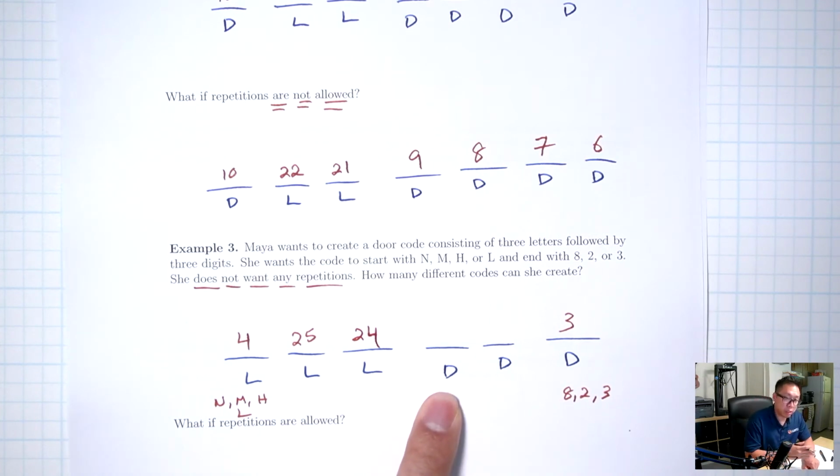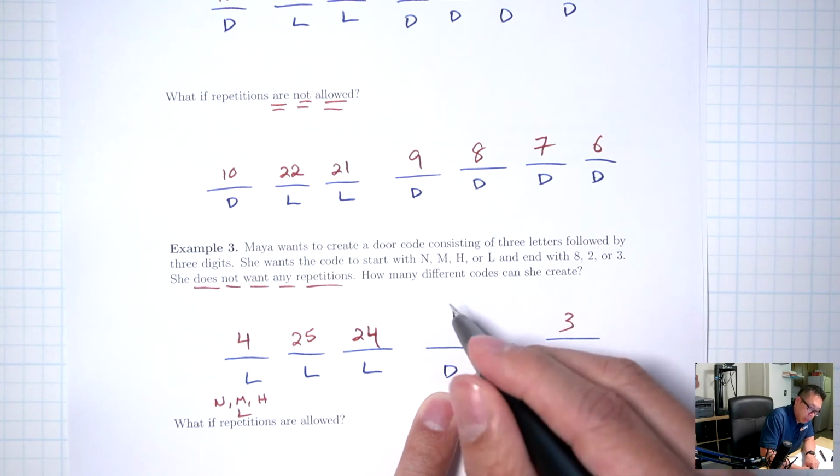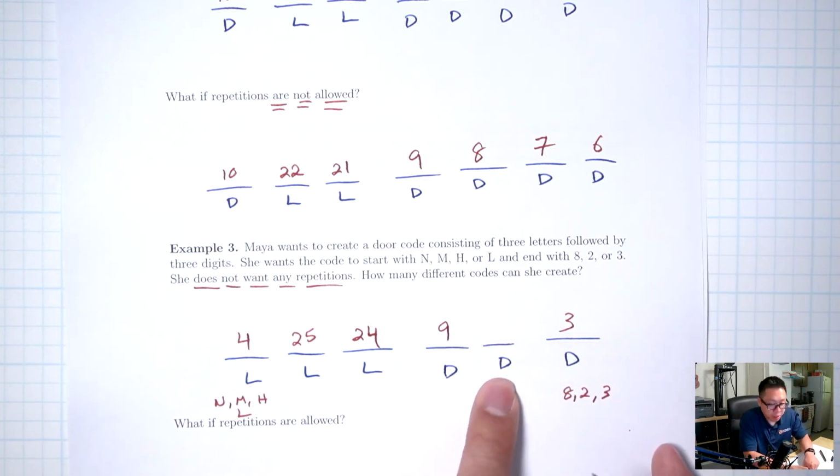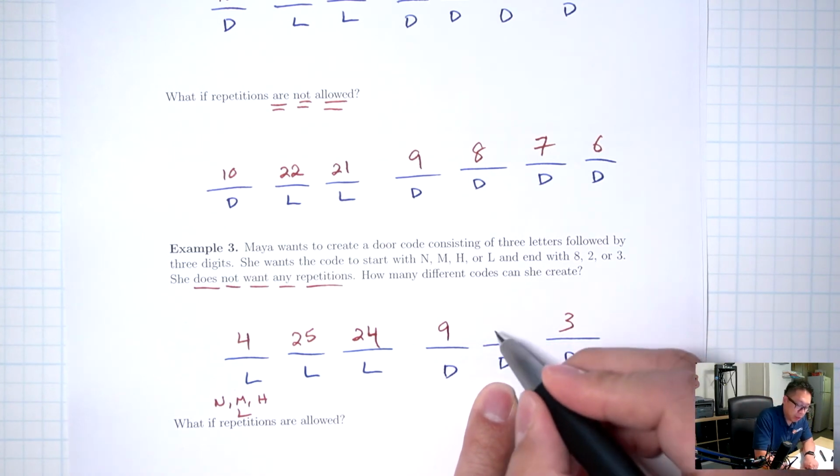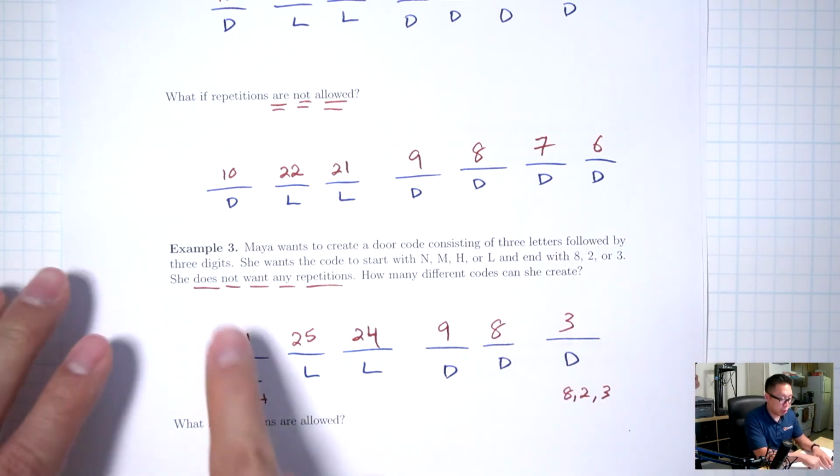Digit, so digit 0 through 9, normally that would be 10, but keep in mind that I don't want repetitions and I already use a digit already, so I should be down by 1 to 9. And then the next digit, I should be down by 1 again to 8. Okay, and that's because I don't want repetitions.